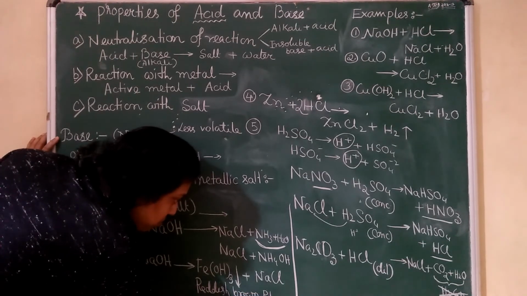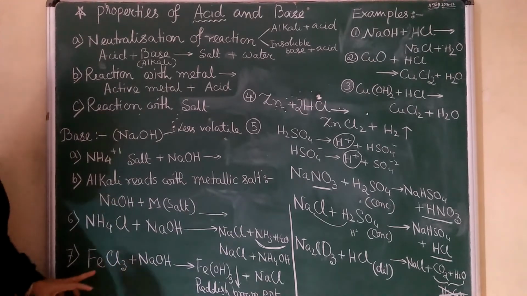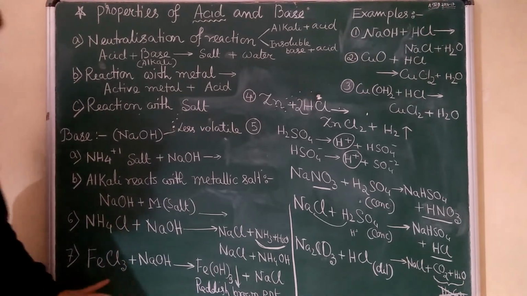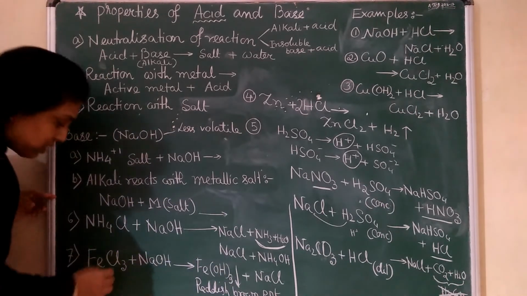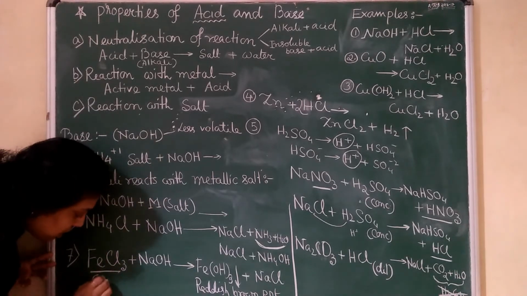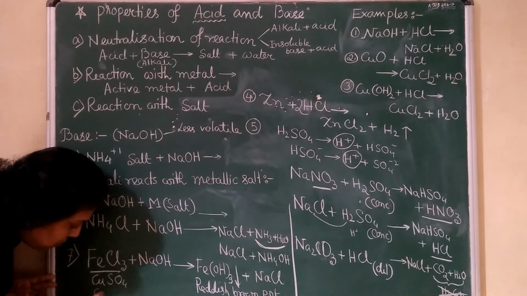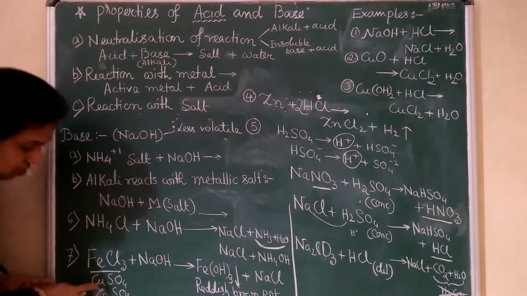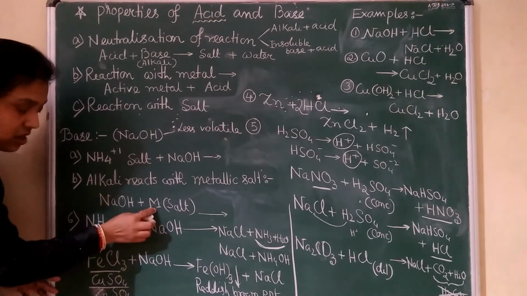If it is zinc sulfate, suppose it is zinc sulfate, what will it be? Zinc hydroxide will come out. If it is copper sulfate, copper hydroxide will come. All will come out as precipitate. So in place of FeCl3, you can try copper sulfate, then copper or zinc sulfate. See, I am changing the metals: copper, zinc, iron. I am changing the metal.